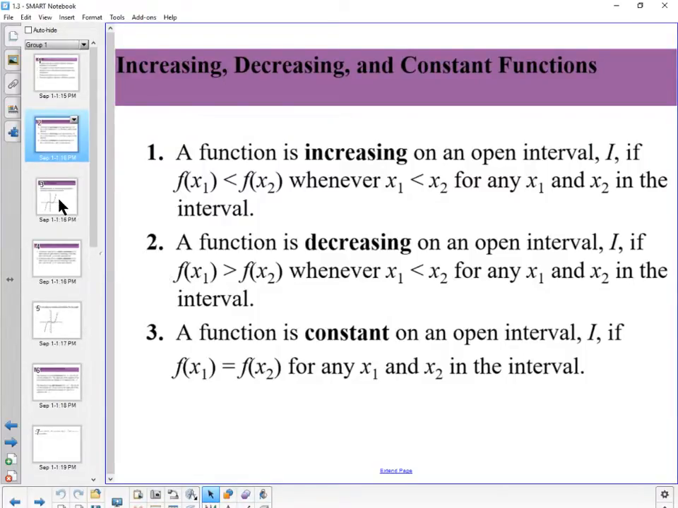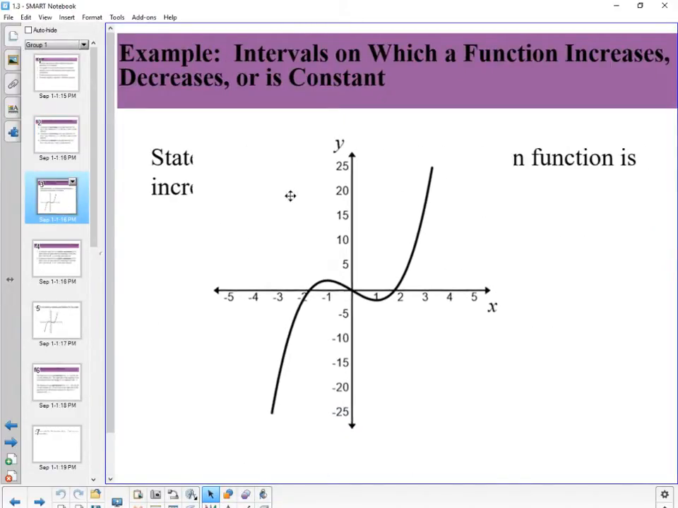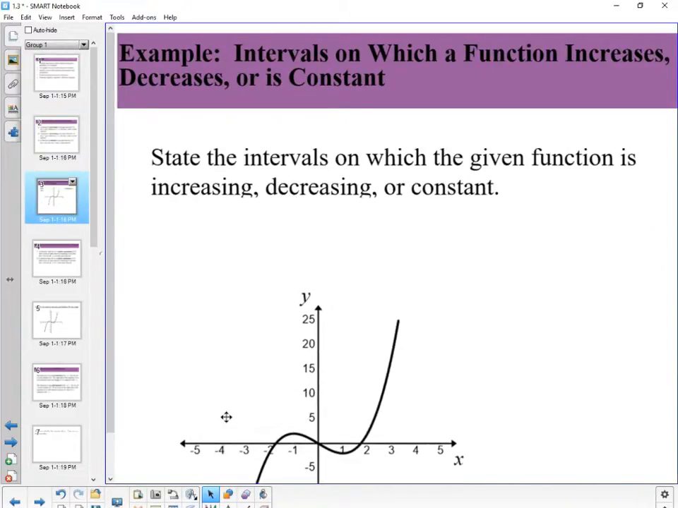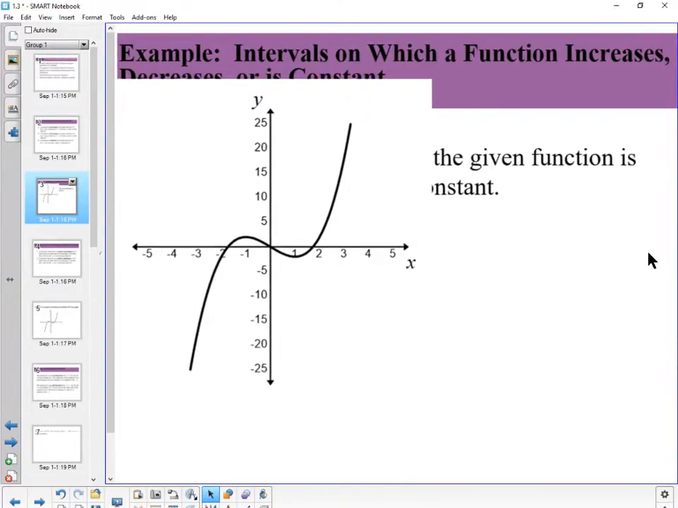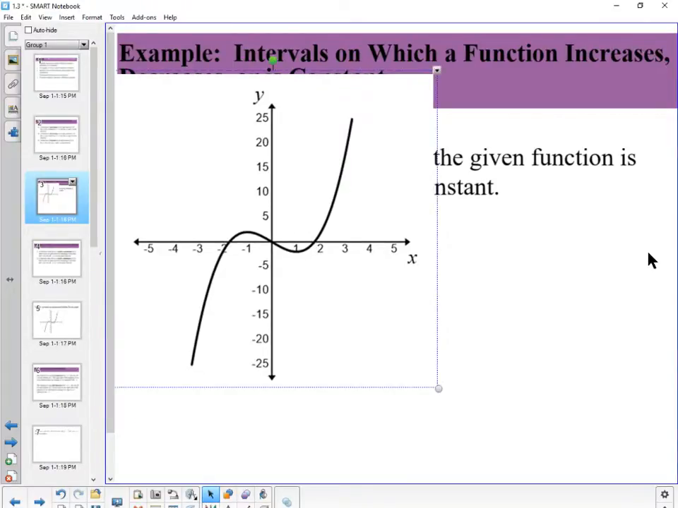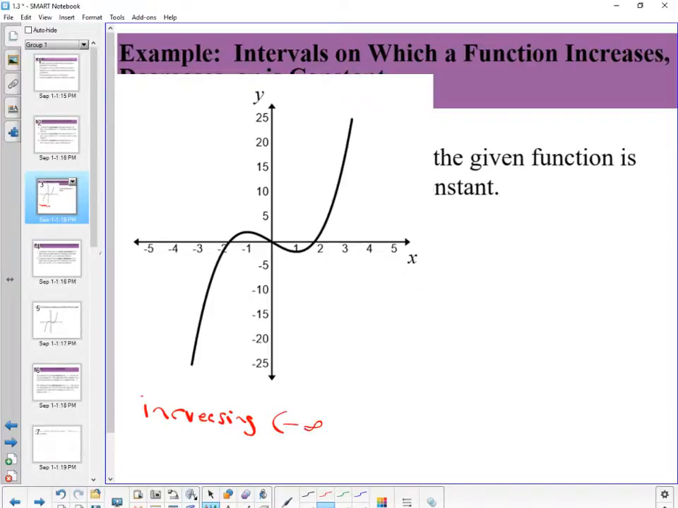You guys ready? So here's an image, and we are going to determine whether it is increasing, decreasing, or constant. So when I look at this image, how do we read our functions or our graphs? Left to right, just like we read our books. So what's my function doing right now? Increasing until it gets to -1. So I can say it's increasing on the interval from negative infinity all the way to -1.